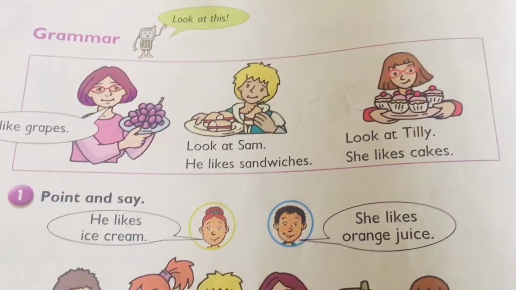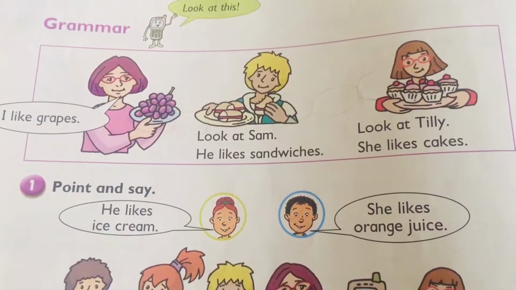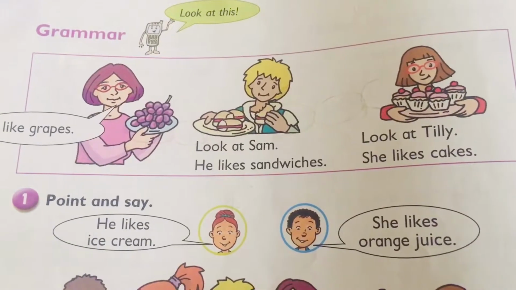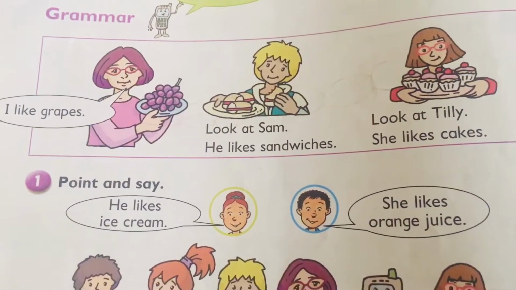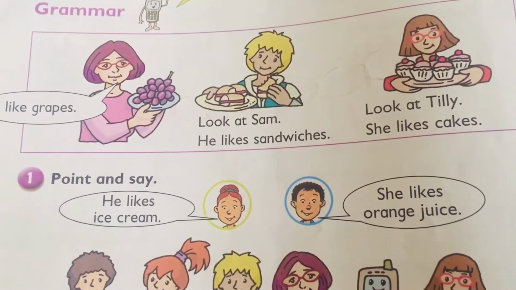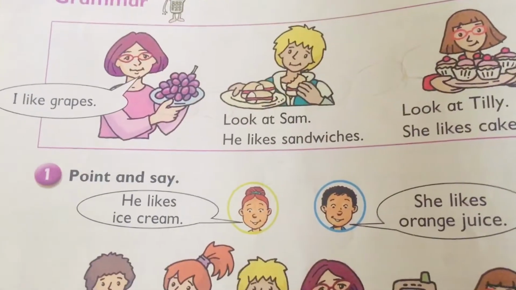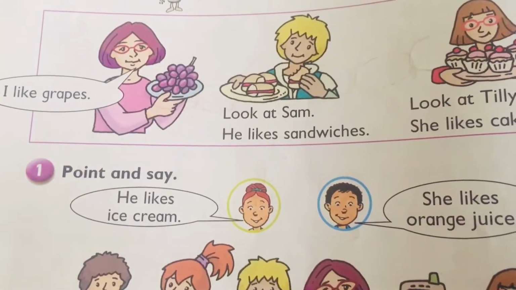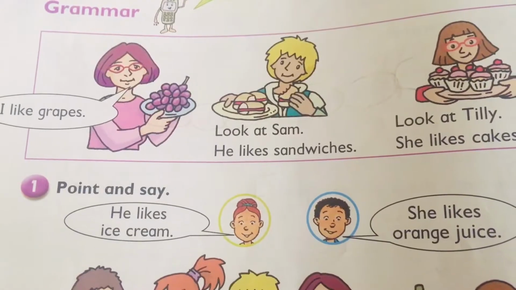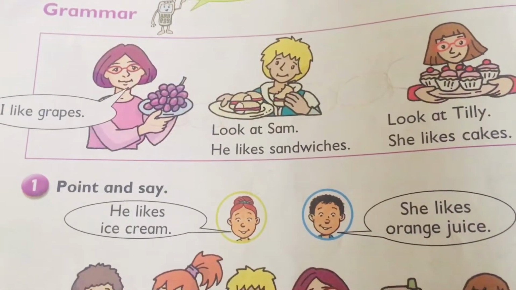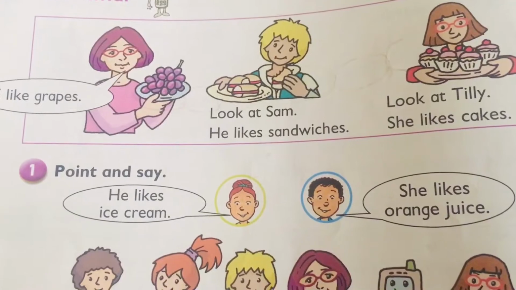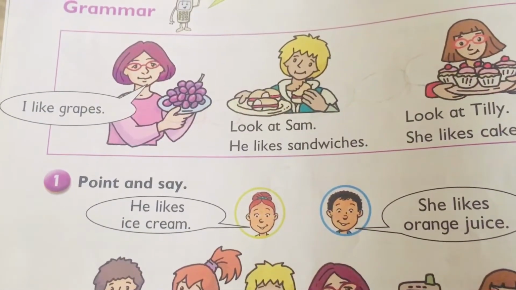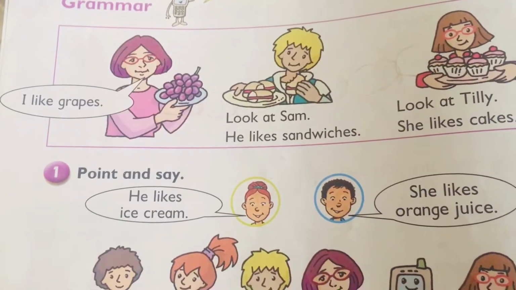Students, we will do English language book, page number 144, grammar. Today we will do when do we use like and when do we use likes. So we use like with I, you, we, they. For example, I like grapes. You like grapes. We like grapes. They like grapes.